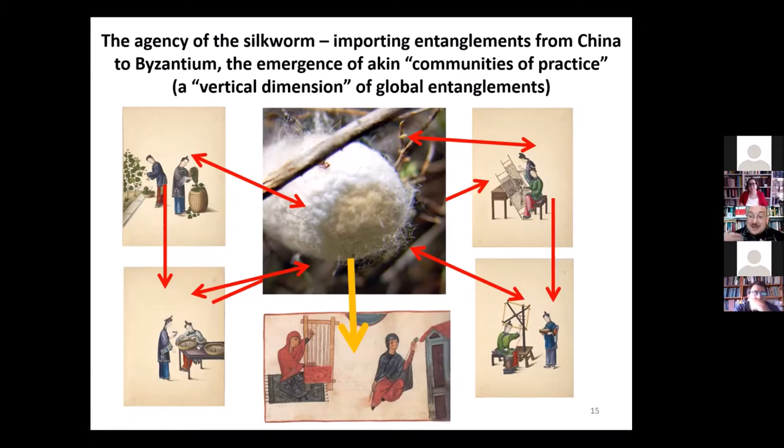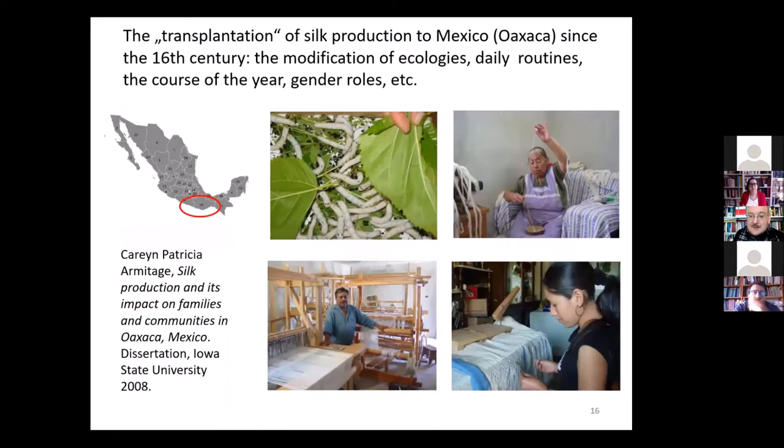However, rarely are we informed how this actually took place or how this impacted communities. We have these agency narratives more on an elite level, the espionage stories. What we may imagine, however, is similar to what has been described for another region to which silk production was transported in the modern period, the province of Oaxaca in Mexico, where the Spanish, since the 16th century, imported silk production from Europe.